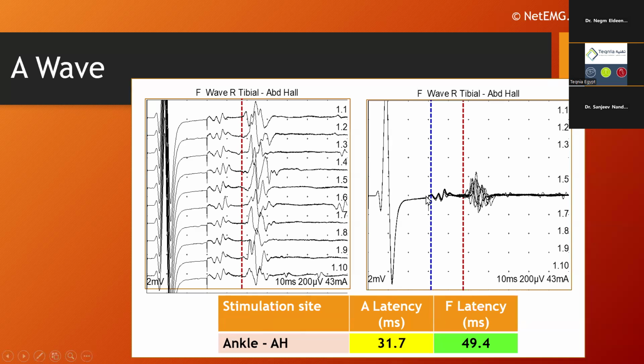The A waves, the waveform remains constant on successive stimulation, same latency. This can occur anywhere in the recordings. It can occur after the CMAP and before the F waves. You can see A waves within the F waves, or they may come even later. There is no specific place where they can occur.